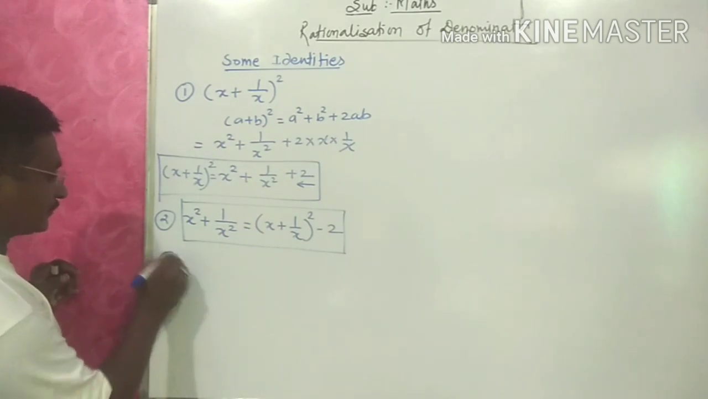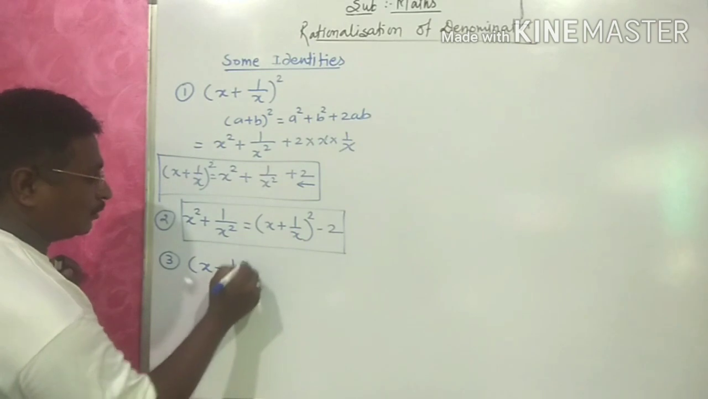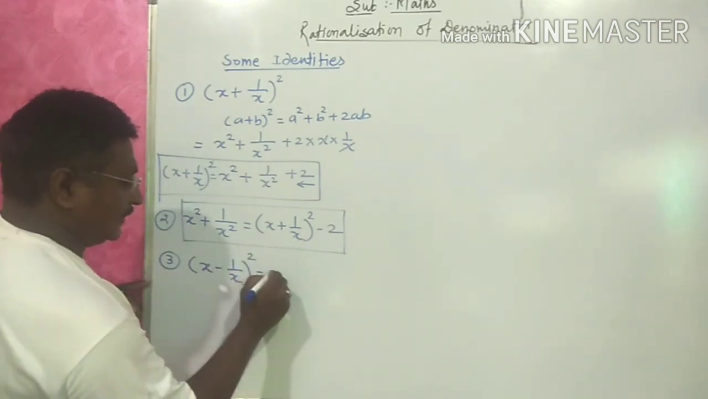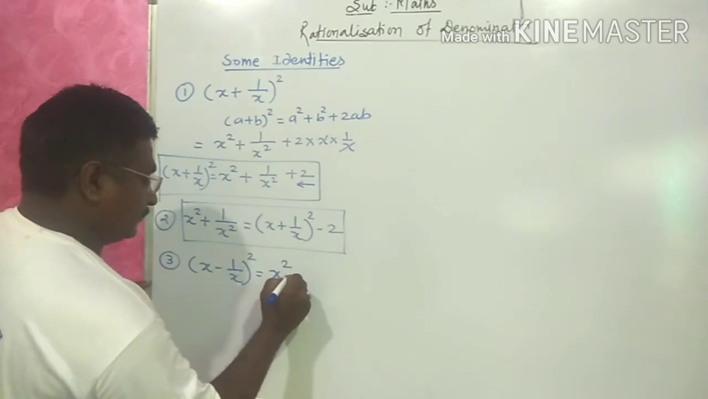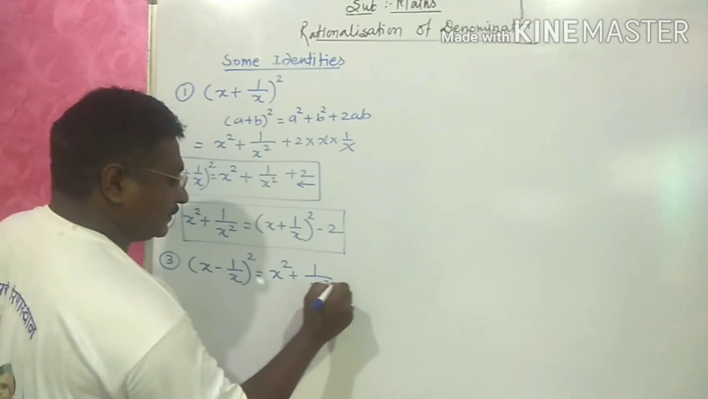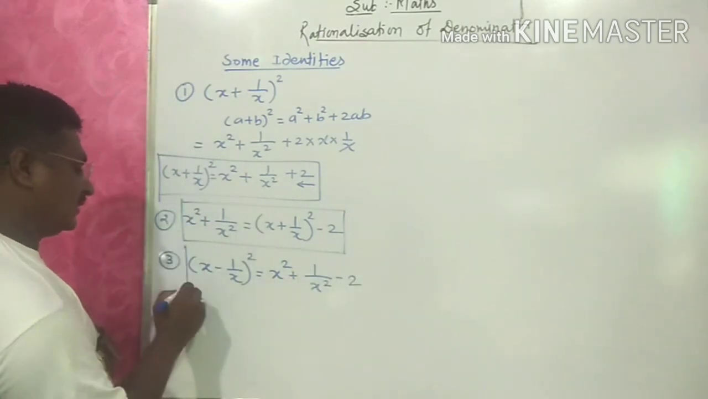Third, what is that? x minus 1 by x whole square. So here what will we get? x square plus 1 by x square minus 2. So this is the third identity.